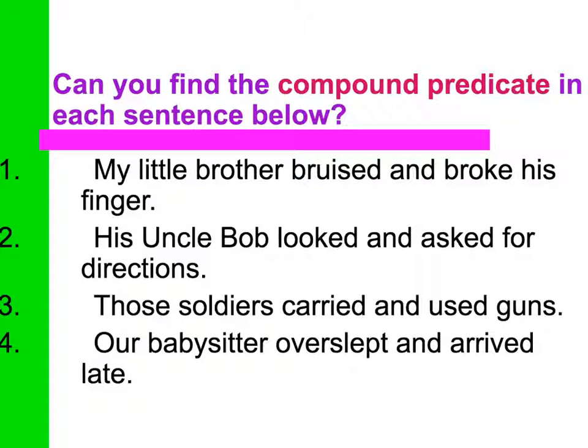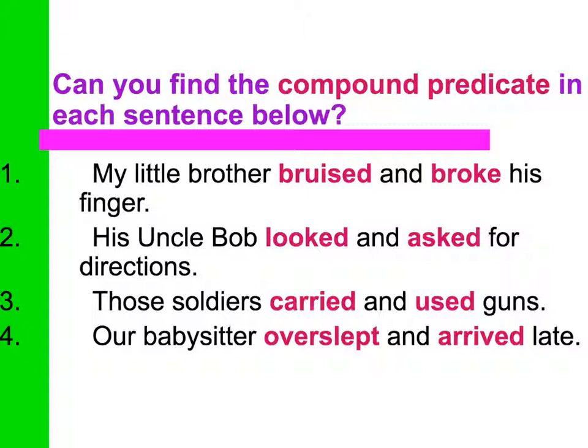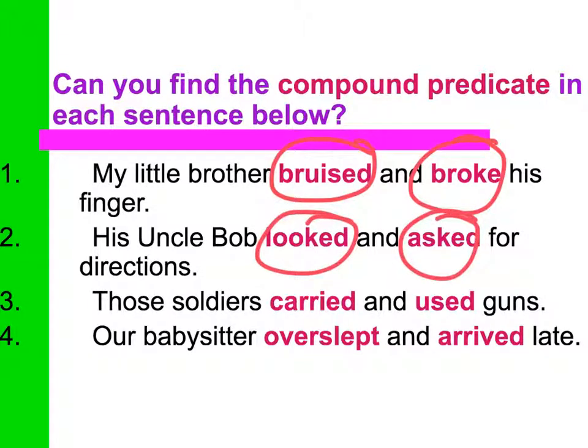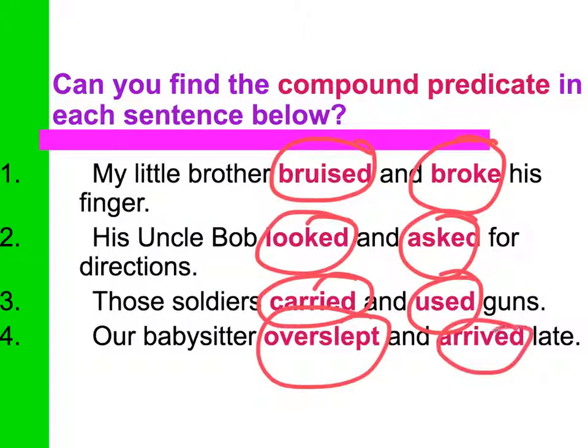So, can you find the compound predicate in the sentences below? Pause it, take a look and see if you can decide what the compound predicate is, and then come back and check your answers. So my little brother bruised and broke his finger. His Uncle Bob looked and asked for directions. Those soldiers carried and used guns. Our babysitter overslept and arrived late. Again, you can see that the common thread here is and. It gives you that clue that you're looking at a compound predicate.